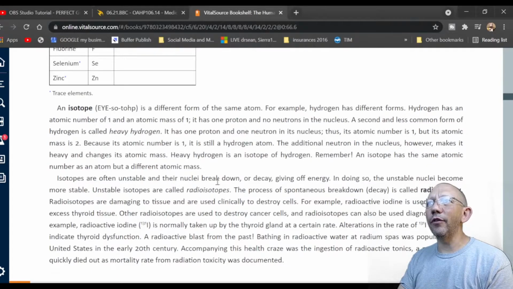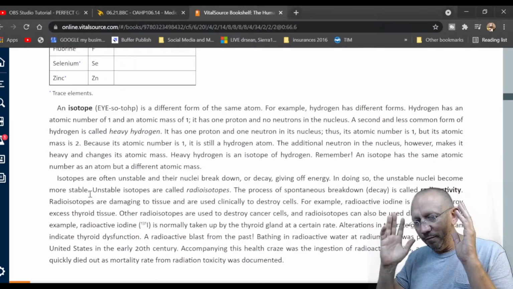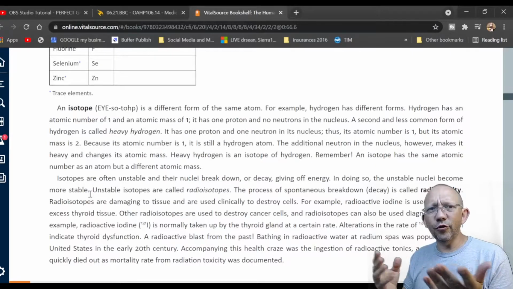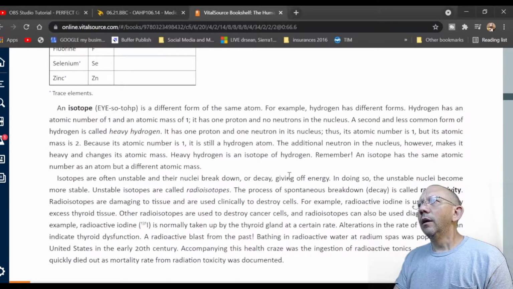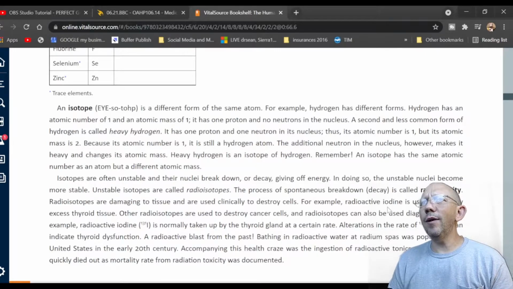Isotopes are usually unstable, and their nuclei break down. They give off energy when they decay. In doing so, the unstable nuclei become more stable. So they try to get to a more stable state. Everything's trying to get to that base matter. That's kind of called chaos or entropy. Really, everything's falling apart, even us. Unstable nuclei become more stable. Unstable isotopes are called radioisotopes. The process of breakdown and decay is called radioactivity.